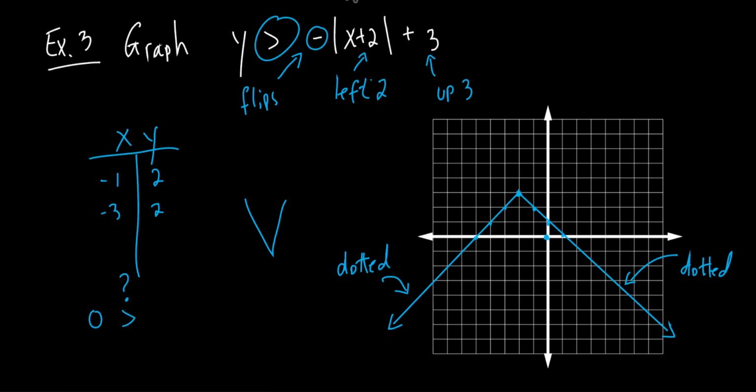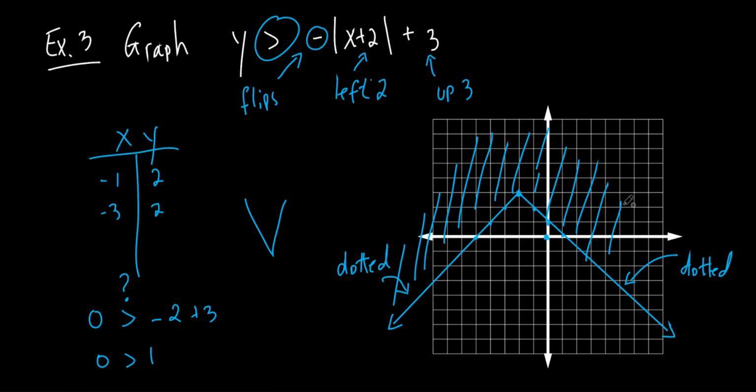Let's see if it is greater than all this stuff. Negative, what's this going to be? Put a 0 in there. 0 plus 2 is 2. Absolute value 2 is 2. But you got this negative out here, which makes it a what? A -2 plus 3. So I got a 0 greater than 1. Is 0 greater than 1? Nope, it's not. So do we shade where the 0, 0 is? Nope, so where do we shade? Above it. Okay? And there's where our shading should be. And that's it.